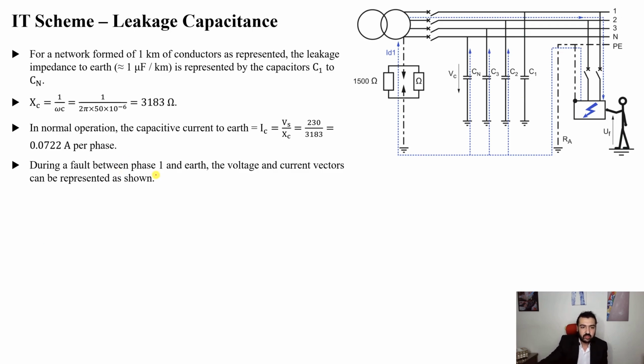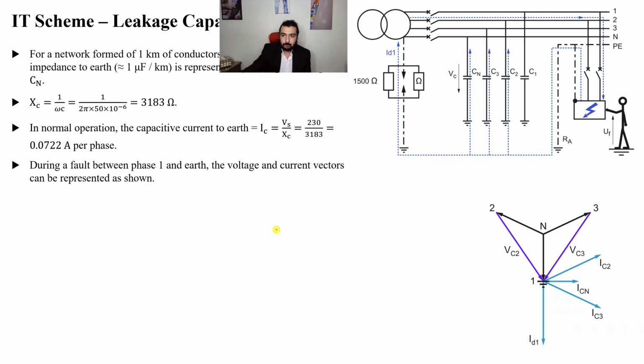When we have a fault between phase 1 and Earth, the voltage and current vectors are represented as shown. So what does this even mean? Let's look at this figure and understand what I want to achieve. Let's say we have a fault between, again, phase 1 and the enclosure. It means that the enclosure has approximately V1. Now V1 is connected to the ground via a very small resistance, or it has the same potential as Earth. So Earth itself is now V1.